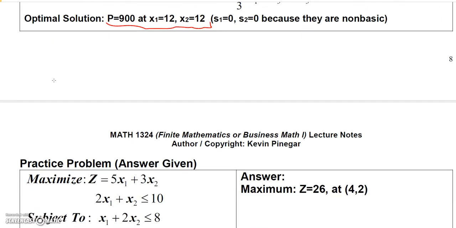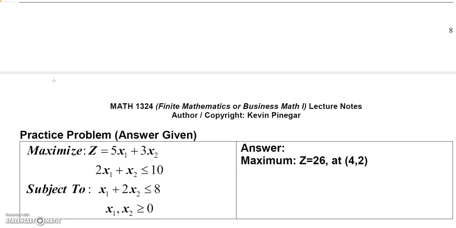And if you want to do a practice problem before you move on, here's a problem here that you can practice on solving using the simplex method, and the answer is given here. So just make sure you can get that answer.